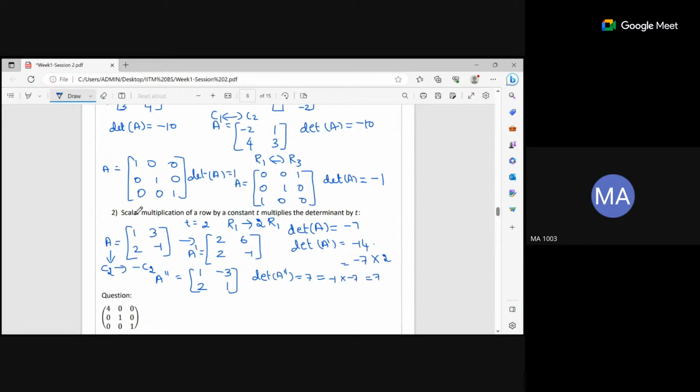So what we are seeing is that when you multiply a row or a column by a constant, the determinant gets multiplied by that constant.